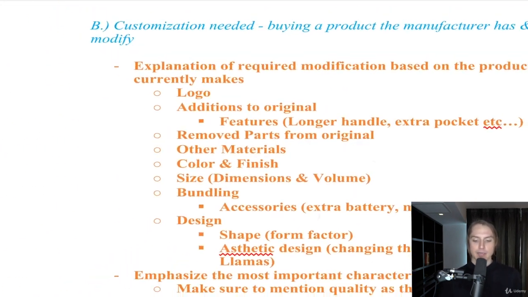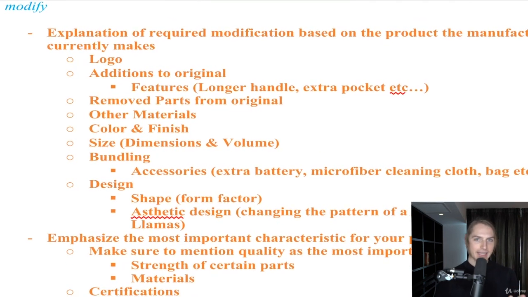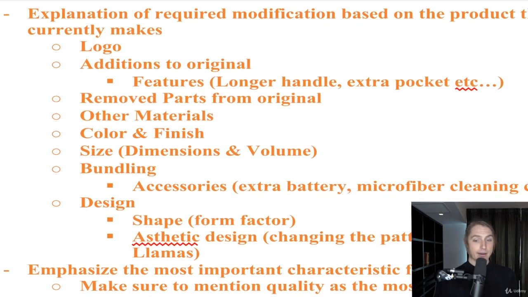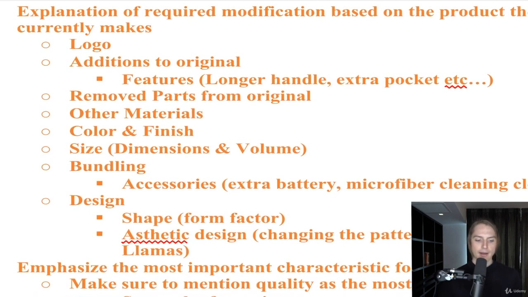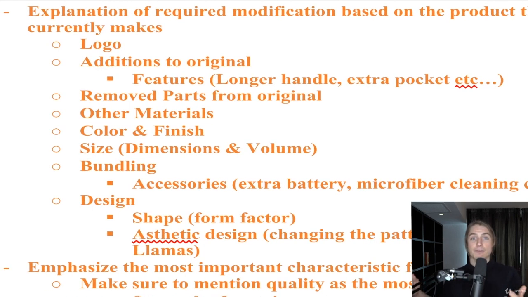But you're going to want to really explain what exactly needs to be done, and you want to qualify that they can do these things before you even go into further negotiations. So, can they add an extra feature? Could they add a handle to it, or a little extra pocket? Could they remove parts? Maybe something is unnecessary, or could they make it smaller? Okay, could they use a different material?